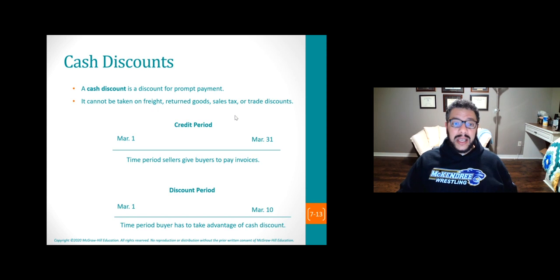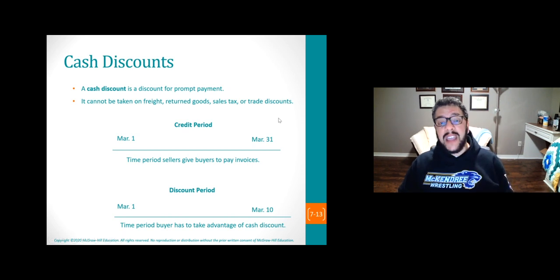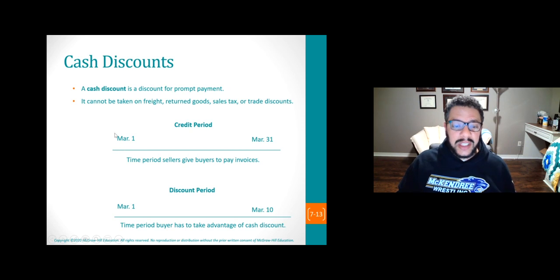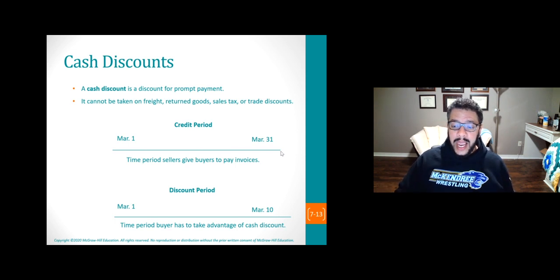Okay, so when we're talking about cash discounts for prompt payment, this is actually just for the item that you purchased, right? So you buy something and you haven't paid, and they say, hey, if you pay earlier, we will give you a discount, right? There are 2 things to take into consideration. The first thing is that you have this credit period. The credit period starts on day 1 and ends, it tells you when that ends, but it's usually 30, 60, or 90 days, right? And we'll talk about how to know that here in a second.